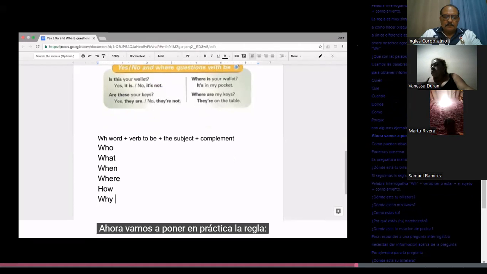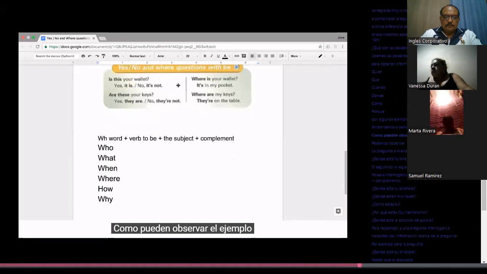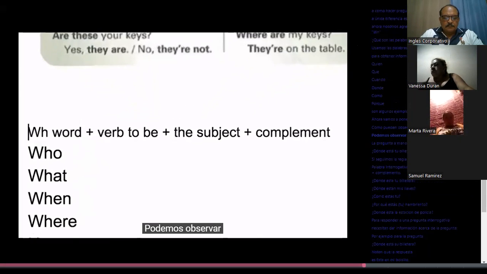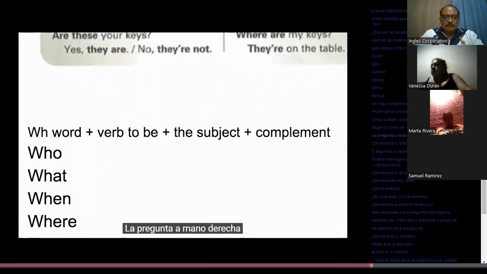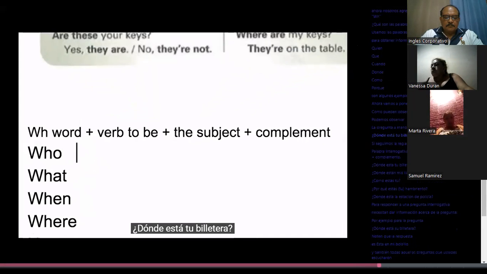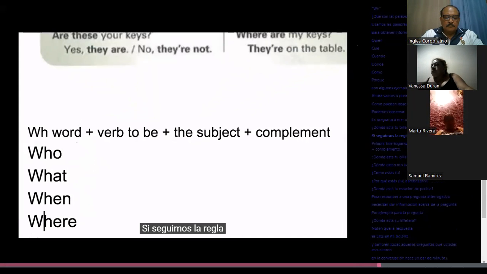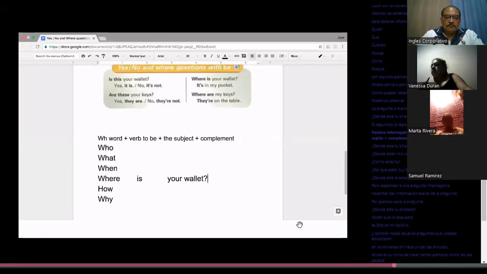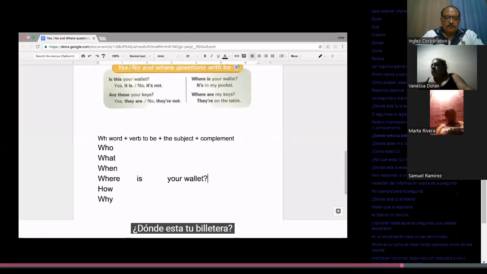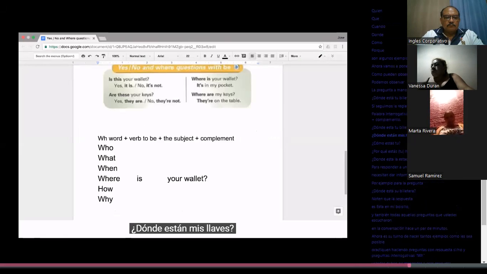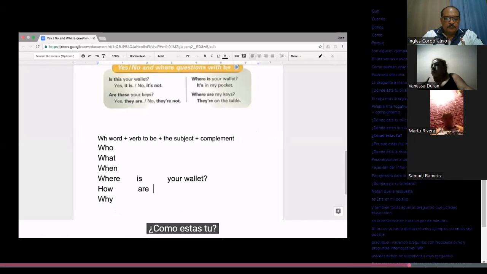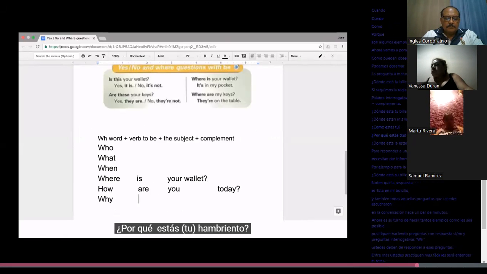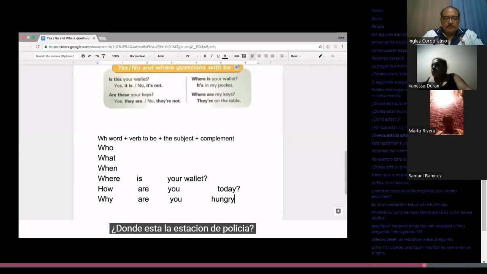Now let's put that rule into practice. If we look at the example on the chart, we can see the question towards the right hand side. It says, where is your wallet? So if we follow that rule, we're going to put a WH word plus the verb to be plus some kind of complement, wallet. And of course, we'll put a question mark there. Where is your wallet? Where are my keys? How are you today? Why are you hungry? Where is the police station?